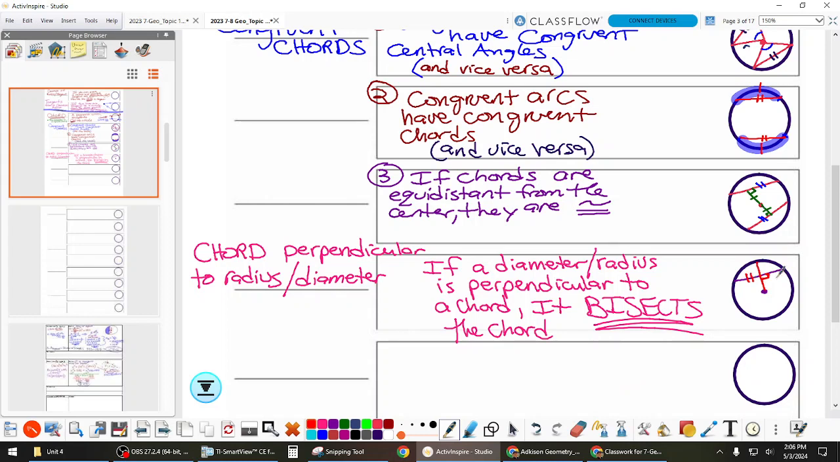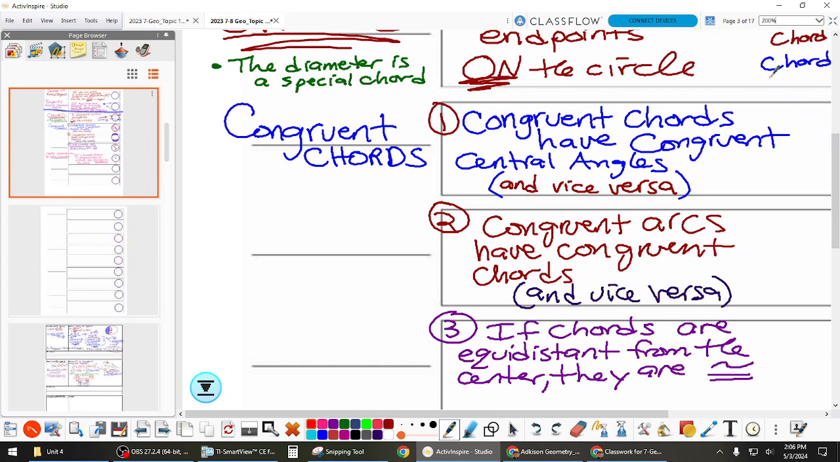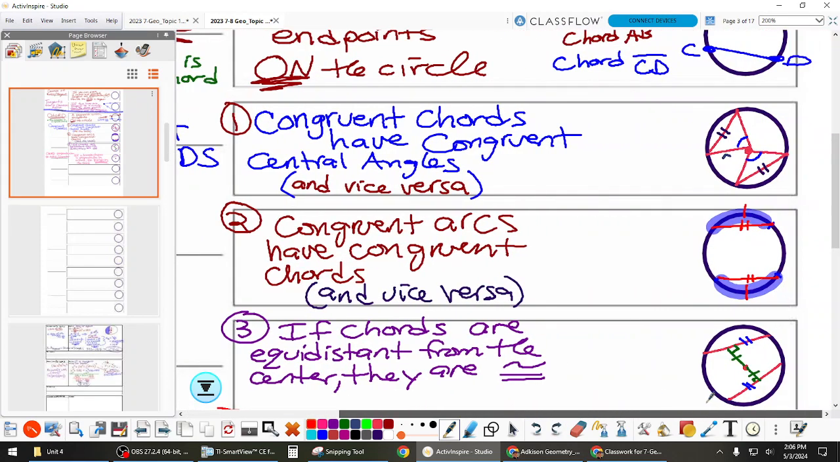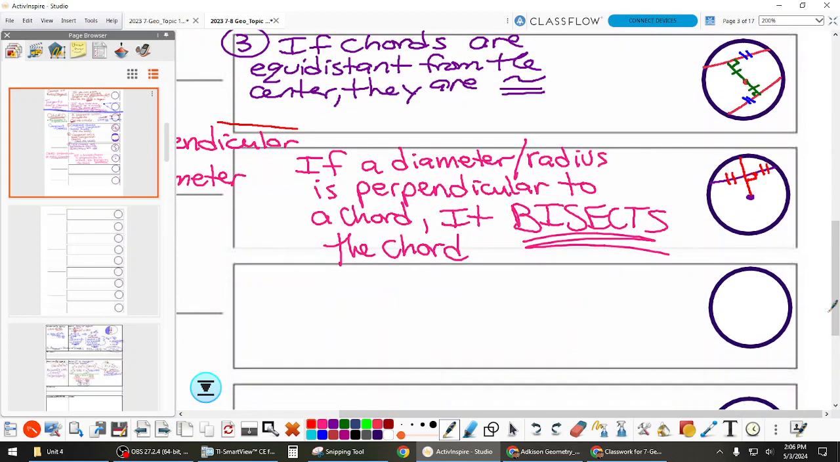And then here's the big idea. It splits the chord into congruent pieces. One thing I'd like to do is add that's the radius, and all we are showing is the fact that it splits the chord in half. But I would like on the other side of the picture, and you can use two circles if you'd rather, here's another version that I would like you to write in.